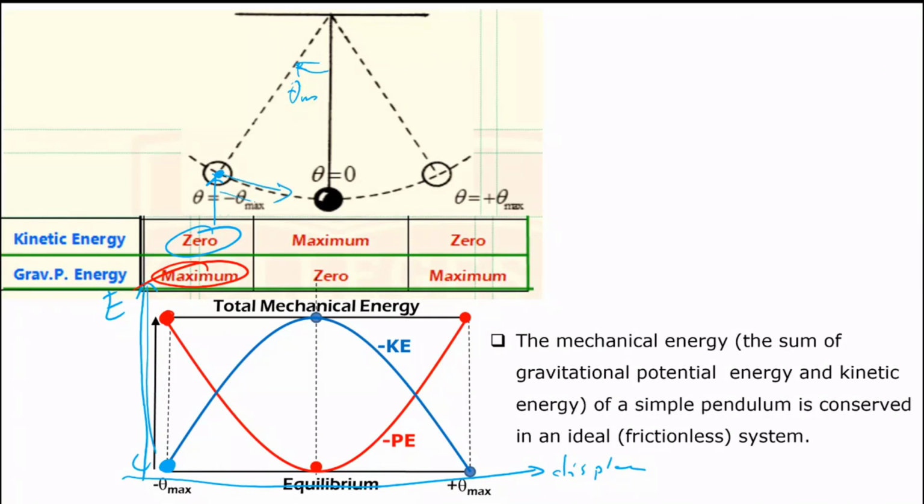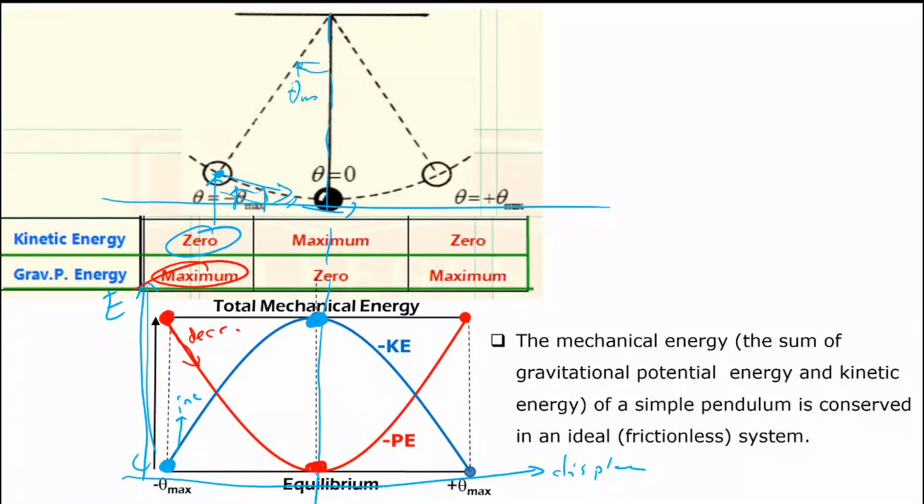However, while swinging towards the equilibrium position, potential energy decreases. This red line will approach 0 slowly, as you see, it decreases. But kinetic energy is increasing. At equilibrium position, what happens? Kinetic energy becomes maximum. This blue is maximum. But gravitational potential energy, because it's the lowest point, becomes 0.